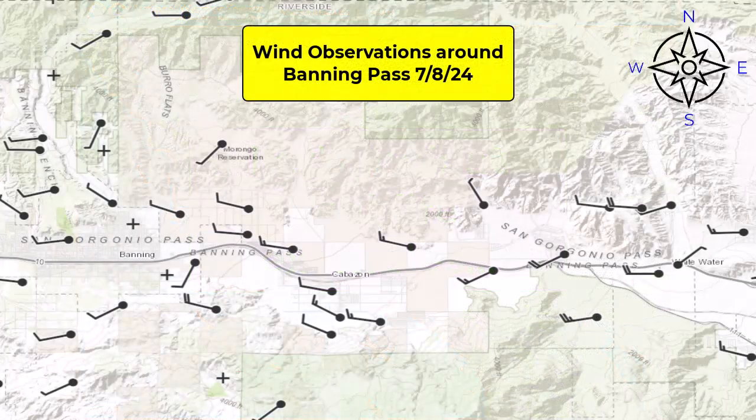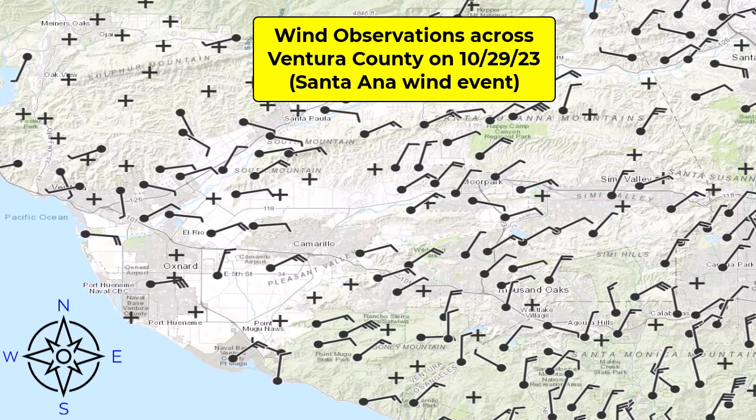On this map of the Banning Pass in Southern California, most of the wind barbs plotted are oriented from the left to the right. These are considered west winds, though do notice some observations have a little more of a component to the north or south. On this map of Ventura County during a Santa Ana wind event in the fall of 2023, you can see most wind barbs are oriented from the upper right to lower left. These are indicative of northeast winds.